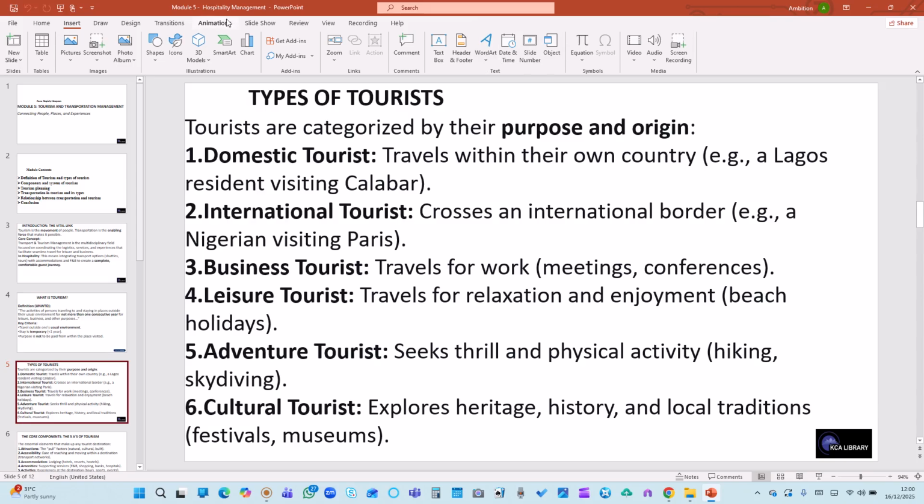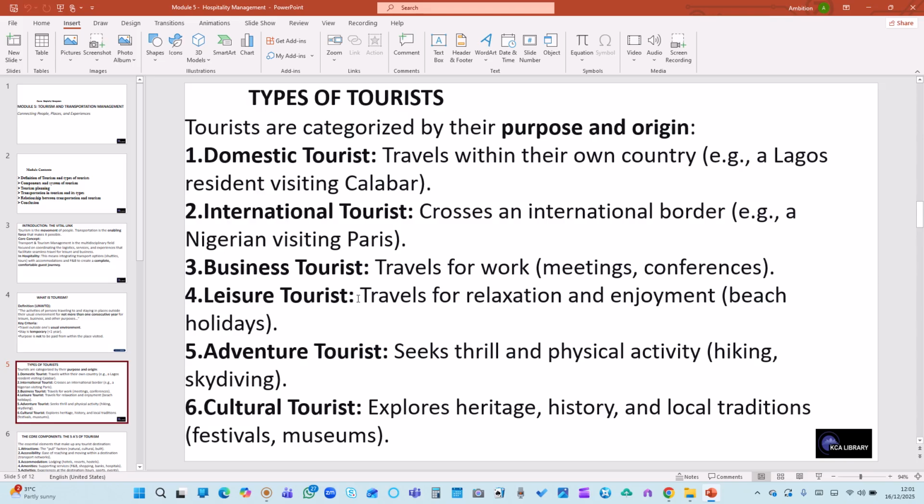Then we have international tourists. This involves tourists across an international border. For example, a Nigerian visiting Paris, so it is an international tourist. We have business tourists, travel for work, meeting or conference. So this is the type of tourist that involves business activities. Then we have leisure tourists. These involve travel for relaxation and enjoyment, such as beach holiday.